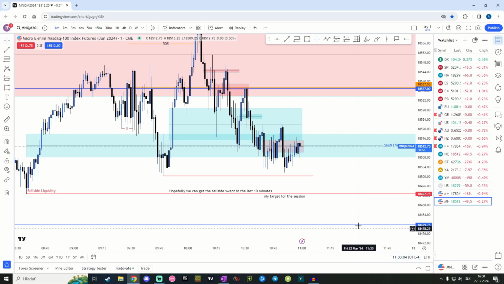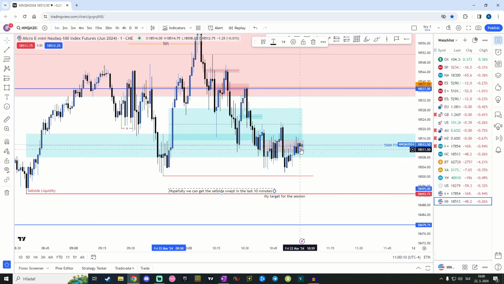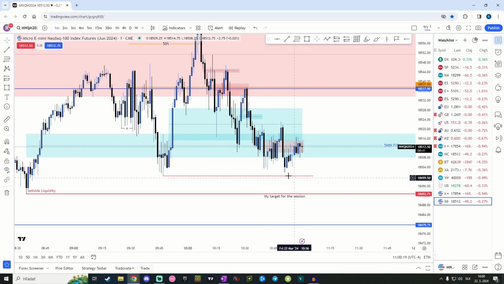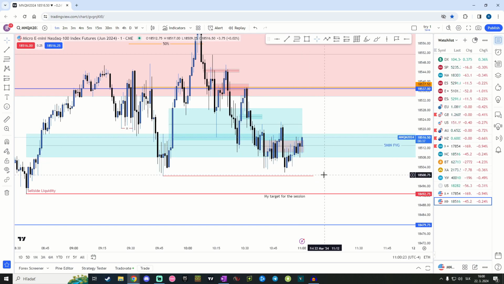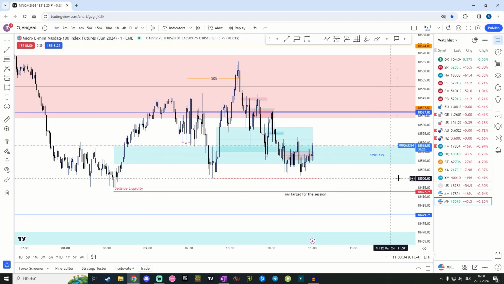I was thinking that we would see the sell side liquidity being swept at least at 11, but seeing how it just retraces higher and higher, I'm not sure what the market will do. The ES is just making lower lows all the time, whereas NQ is making higher lows and is reaching higher and higher. I'm not really sure what's going to happen anymore, and I'm not going to sit in front of the charts anymore because it's just not doing what I want.